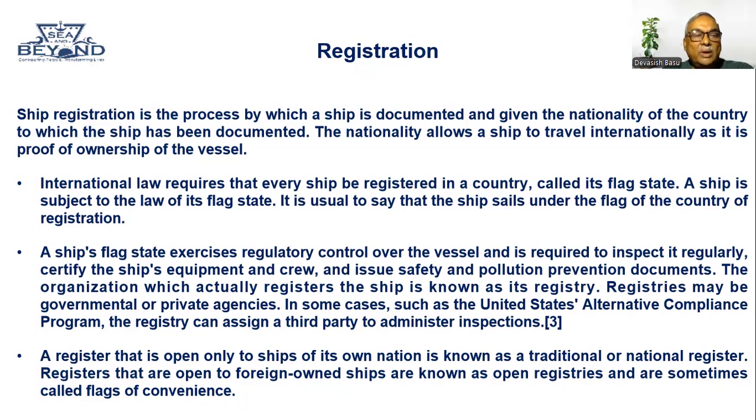So here also a ship needs to have some sort of address. That means the ship is owned by that country, and the law of that country will also apply to that vessel, and then the ship is allowed to travel internationally because it has got a proof of ownership.